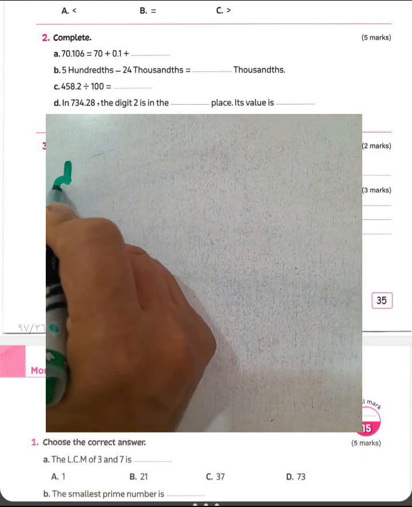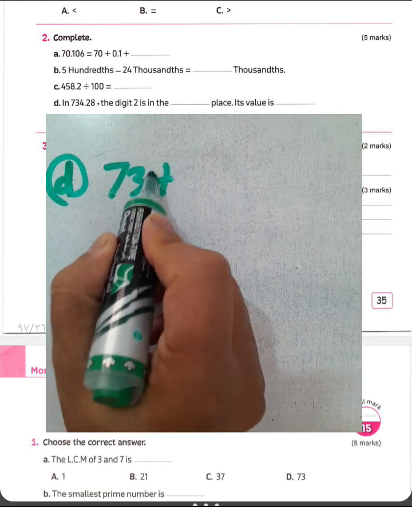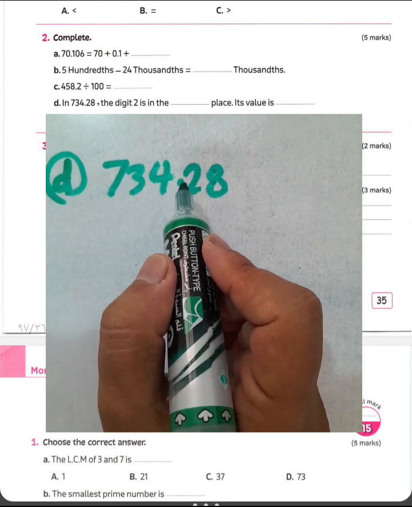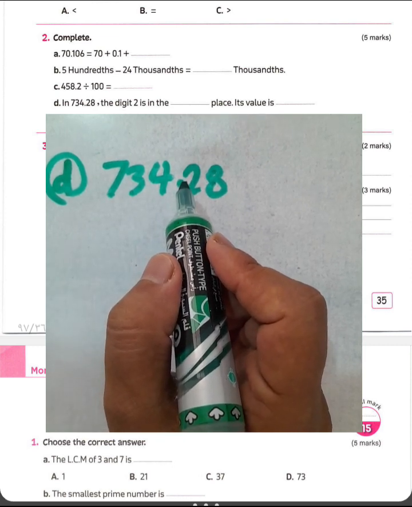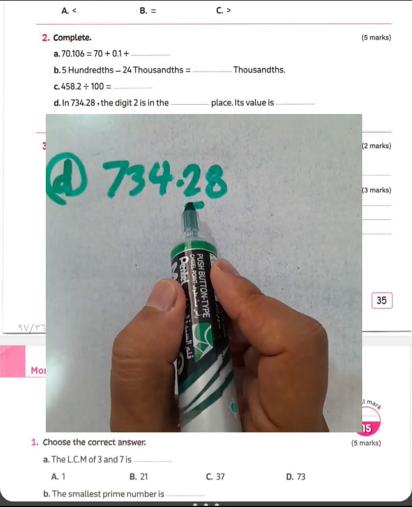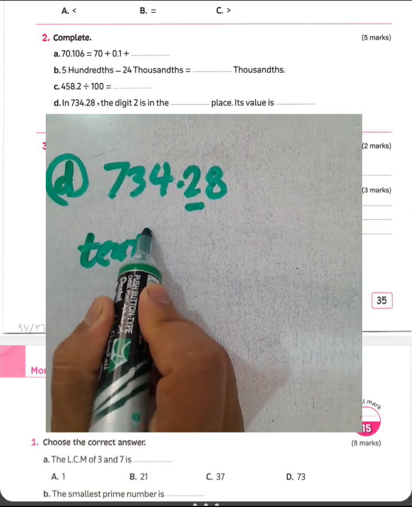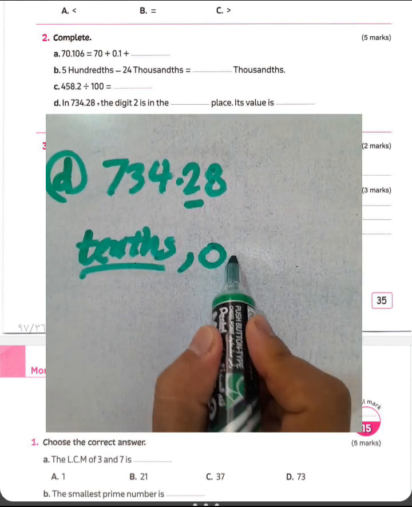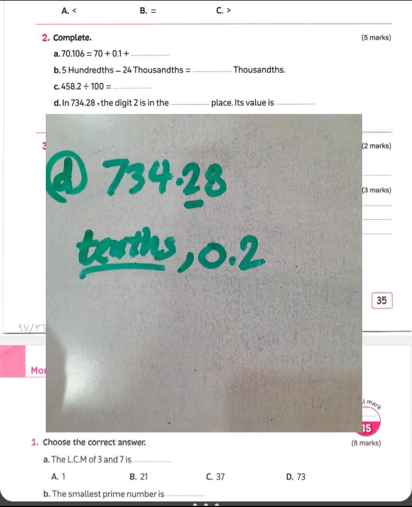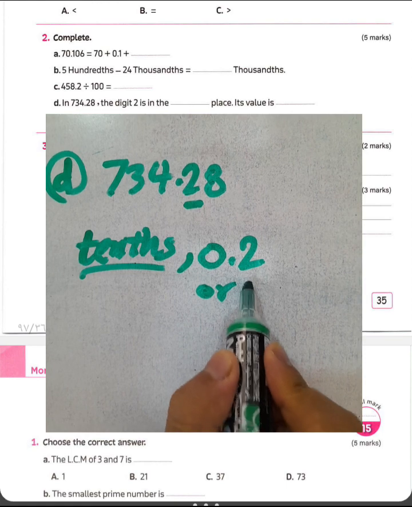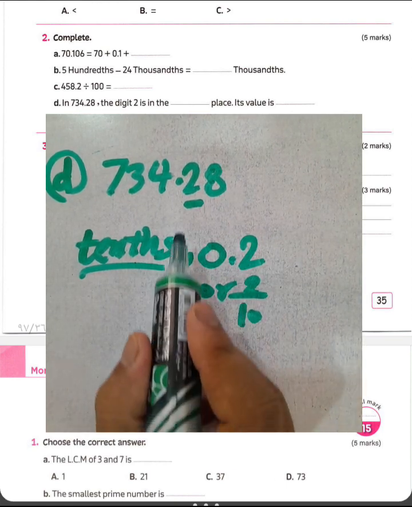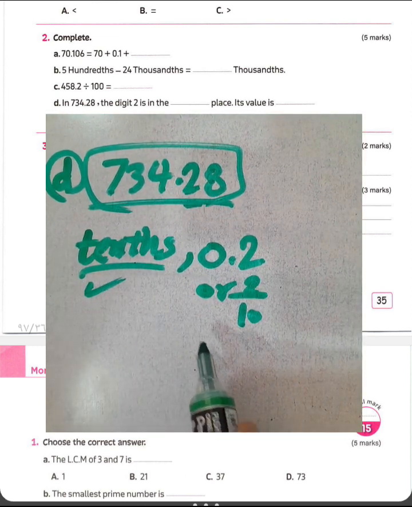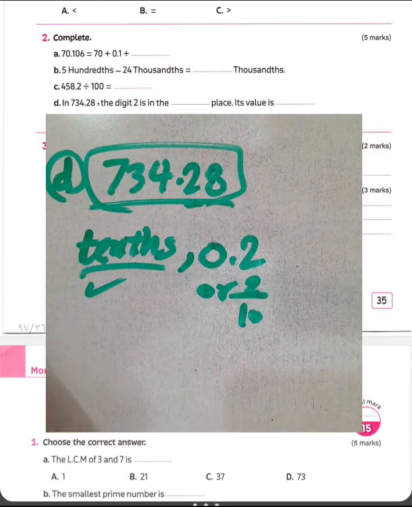Letter D: in the number 734 and 28/100, its value is, digit 2 lies in what? Tenths, right. He asked about the place value of digit 2. And the value of digit 2 will be 0.2, or you can write 2 over 10. Okay? It's the value of digit 2 in this number. The place value, tenths. The value will be 0.2 or 2 over 10.